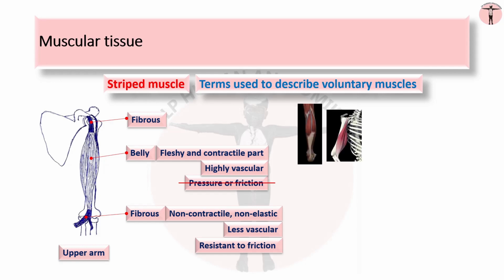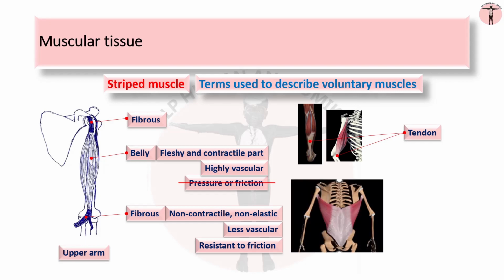If the fibrous part of a muscle is cord-like, it is called tendon. If the fibrous part is flattened and is attached to the muscle, it is called aponeurosis. Raphe is a fibrous band made of interdigitating fibers of the tendons or aponeurosis, which is stretchable.